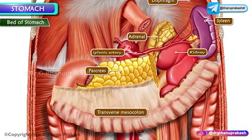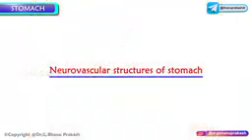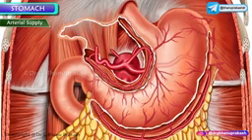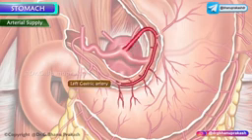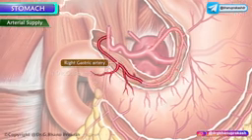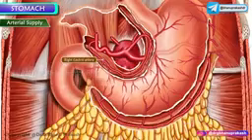Now, after knowing the visceral relations and the peritoneal relations, what are the neurovascular structures of the stomach? That is the blood supply. So if we talk about the arterial supply of the stomach, the arterial supply along the lesser curvature is by the left gastric artery, that is a branch of the celiac trunk, and also the right gastric artery, which is the branch of the proper hepatic artery.